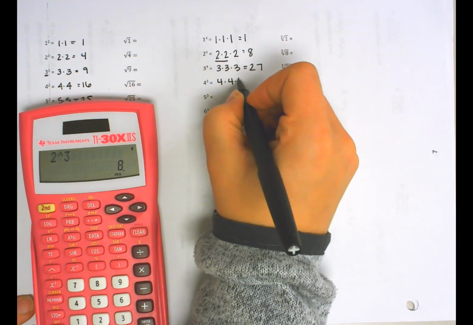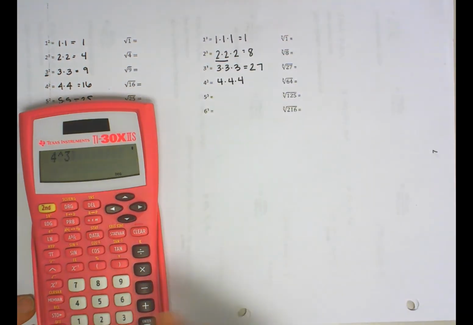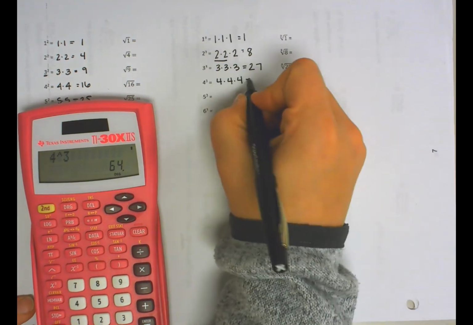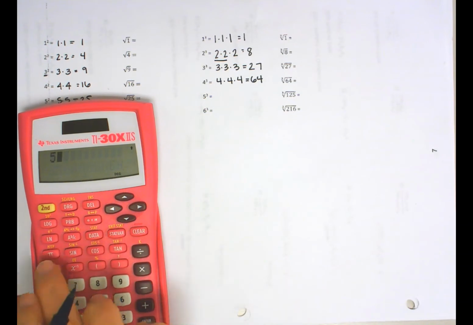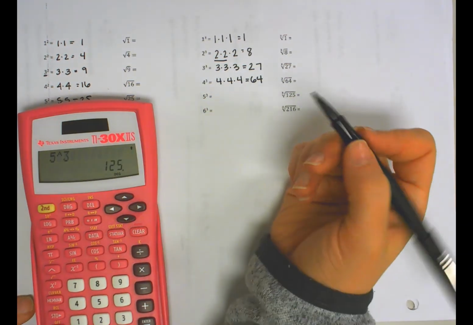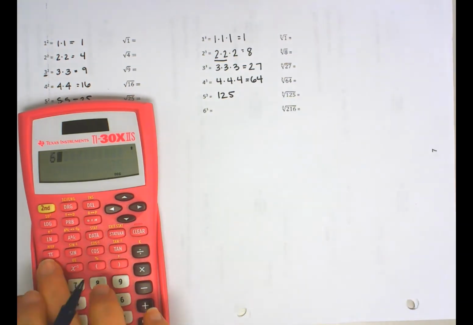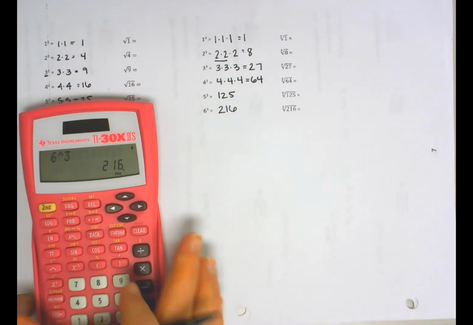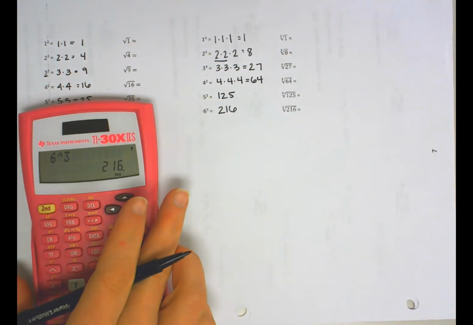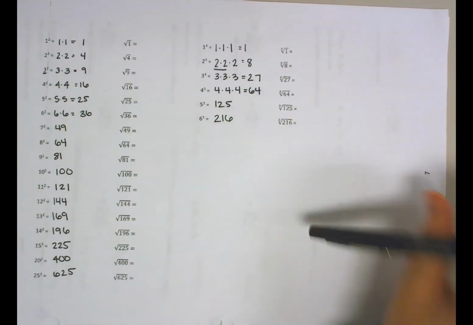4 to the third power, or 4 cubed, would give me 64. 5 cubed, 5 to the third, is 125. And then 6 to the third is 216. Our cubes we don't need to know as much. The squares, it's really important that we know and are able to solve.